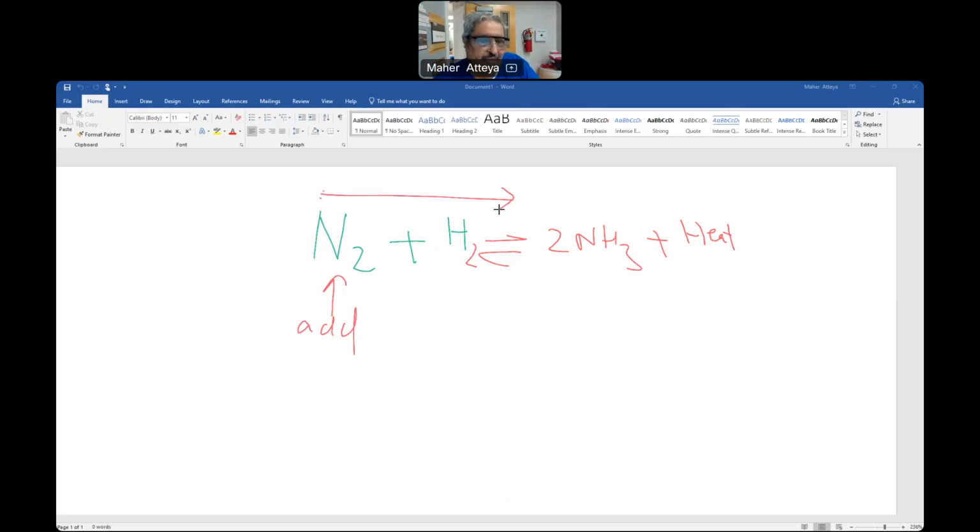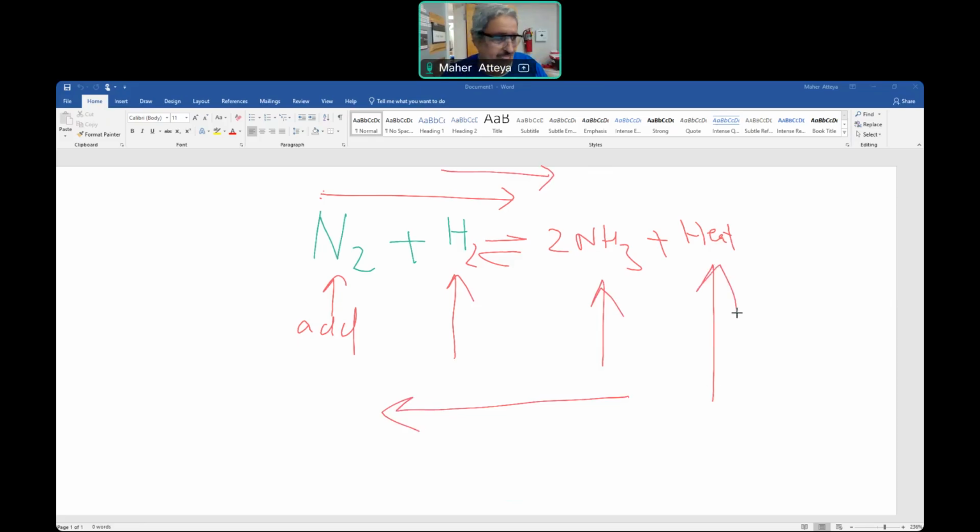To the right. Now, if you add hydrogen, hydrogen will be added to the left. The left will be stressed out. Yet again, the shift to the right. If you add ammonia, ammonia will add itself to the right. The right will be more stressed. The shift will be to the left. If you add heat, the heat is found at the right side. If you add heat to it, the right side will be more stressed out. The shift will be to the right.